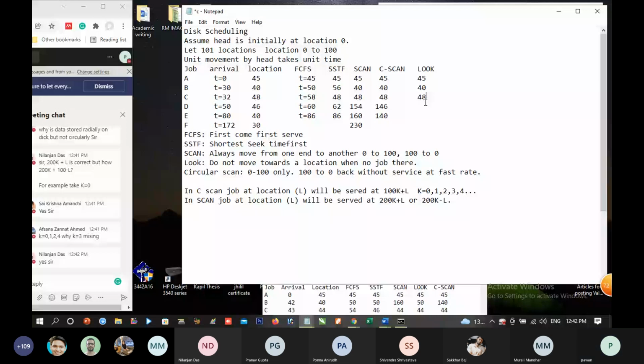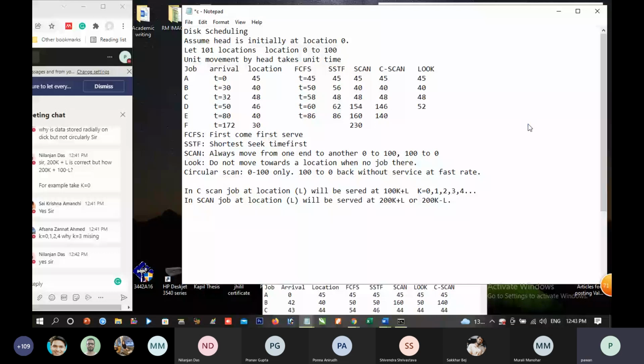Now, at time t equal to 50, we shall start moving towards 46. So it will be 52. Then at time t equal to 80, we shall start moving towards 40. So it will be 86.